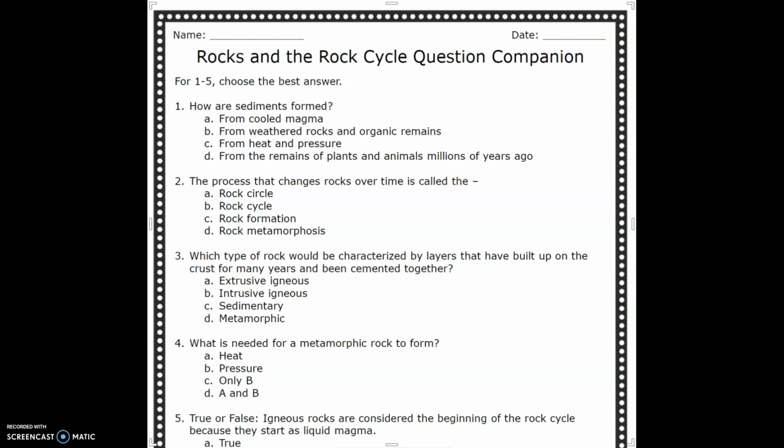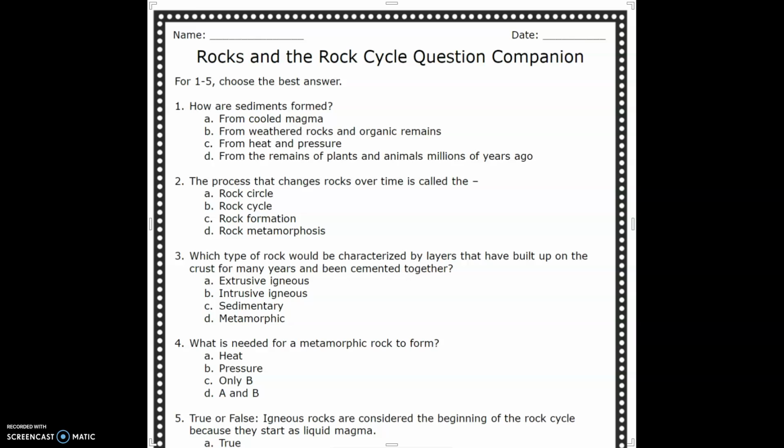All right, hopefully you've thought about it just a little bit and you have an answer. And the answer for this one is actually B, from weathered rocks and organic remains. Remember, A, from cooled magma, that would be igneous rock. From heat and pressure, that would be metamorphic rock. So we have rocks and organic remains that could form these sediments.